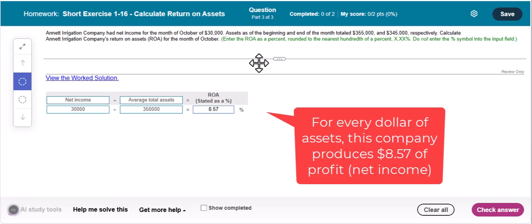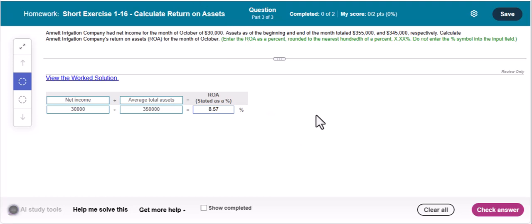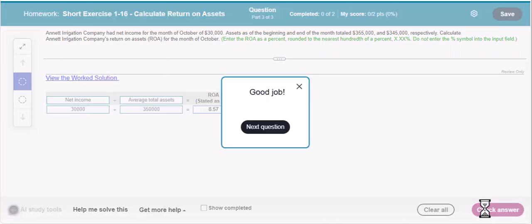Is that good or bad? Well, it depends on the industry the company is in. So you have to compare this company's return on assets versus other companies' return on assets in the same industry, because different industries have different levels of assets and different levels of profitability. So let's go ahead and check our answer. Good job.